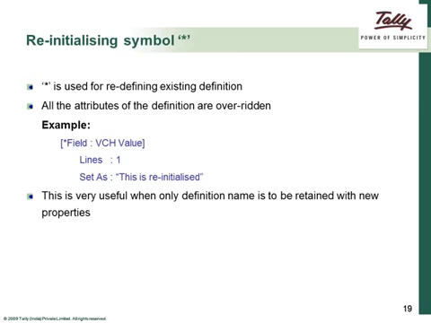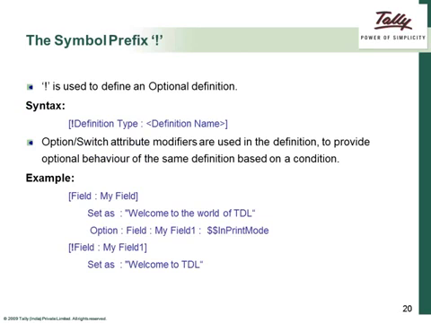Then we already spoke about the asterisk, the reinitializer symbol, which helps us to redefine the entire definition. The symbol prefix exclamation is used to define an optional definition. Whether the definition specified is being executed based on a condition or not is what it will define.